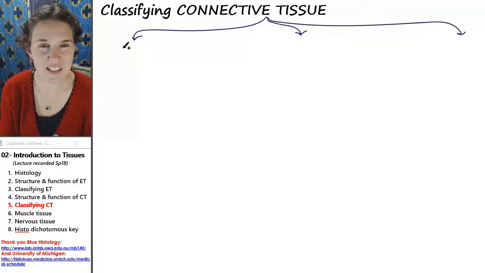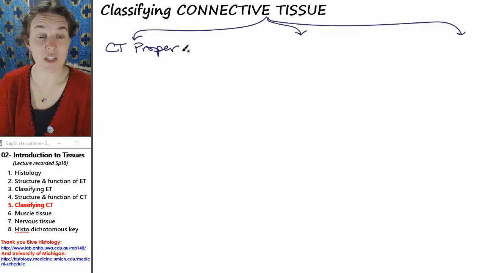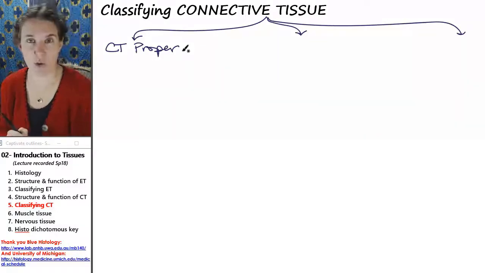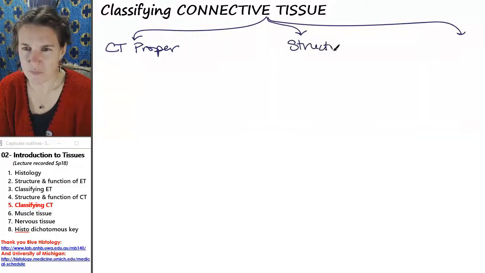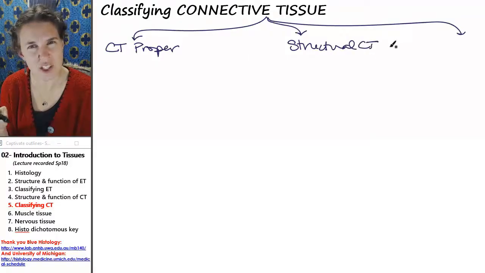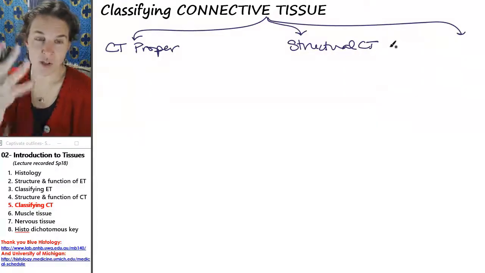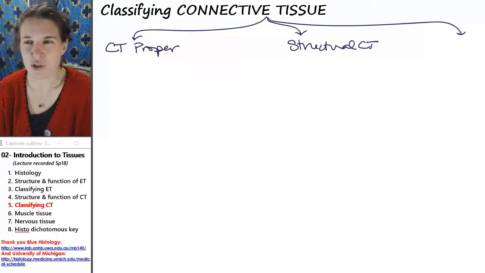There is connective tissue proper. This is your traditional connective tissue. When you think of connective tissue, you think of connective tissue proper. You don't really think of structural connective tissue. In fact, structural connective tissue is just kind of surprising, but I've already told you the examples. Bone and cartilage, that's your structural connective tissue.